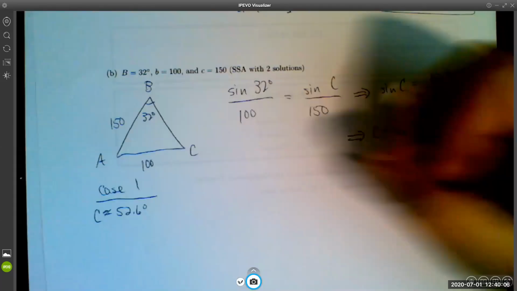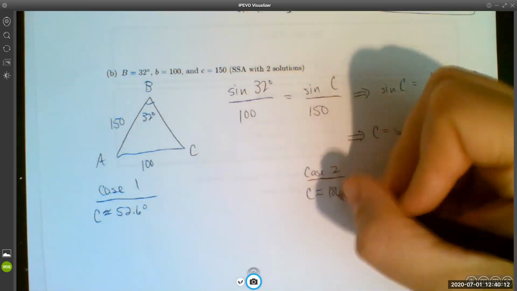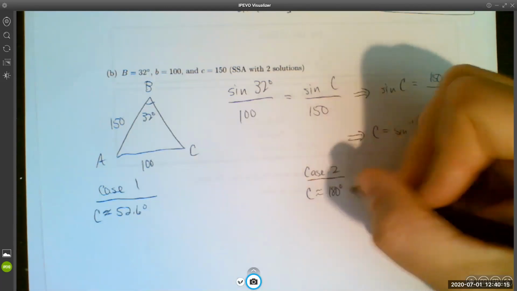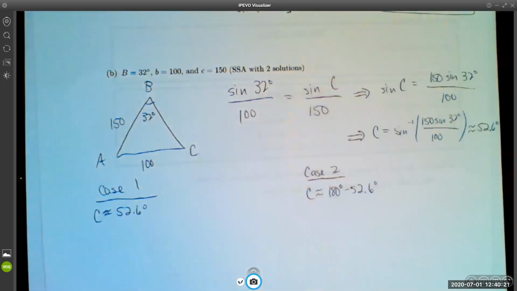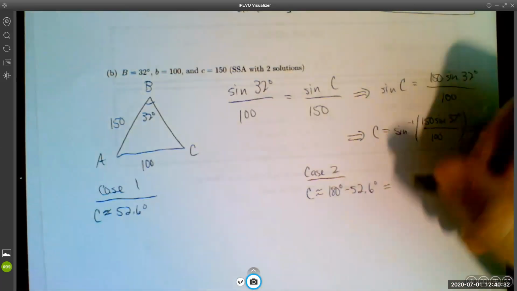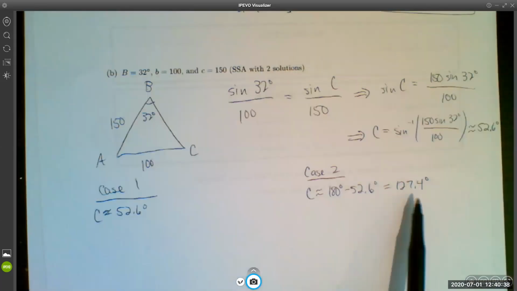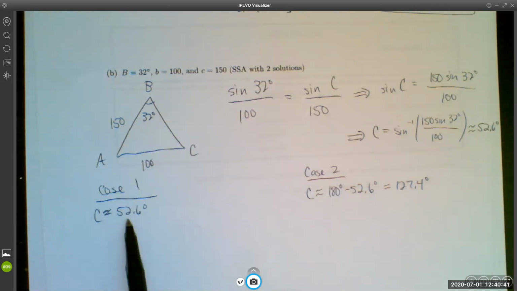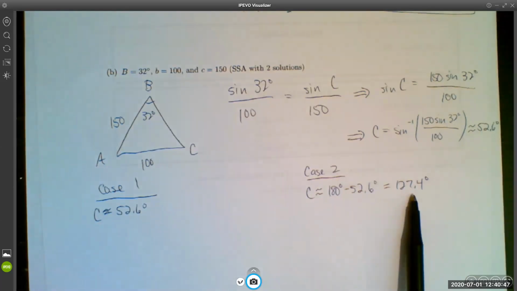Case two is going to be C is approximately 180 degrees minus 52.6 degrees. Okay, that's the other possibility for C. So let's see, 180 minus 52.6 is 127.4. So the other possibility is that C is about 127.4 degrees. Now, case one is always going to be valid, okay? Case one is always going to be valid. But case two, sometimes it is and sometimes it's not.